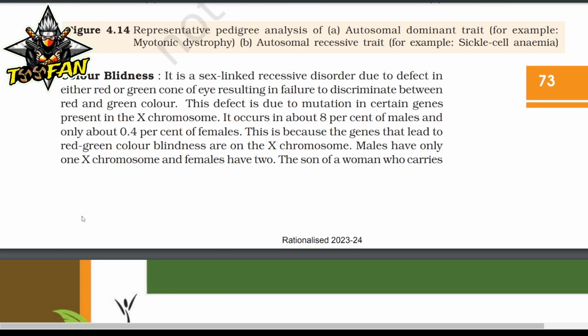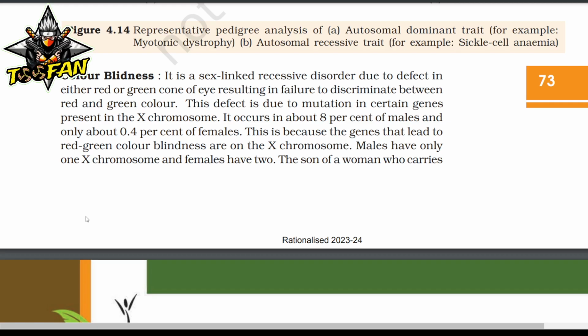Color blindness. It is a sex-linked recessive disorder due to a defect in either the red or green cone of the eye, resulting in failure to discriminate between red and green color. This defect is due to mutation in certain genes present in the X chromosome. It occurs in about 8% of males and only about 0.4% of females. This is because the genes that lead to red-green color blindness are on the X chromosome. Males have only one X chromosome and females have two.